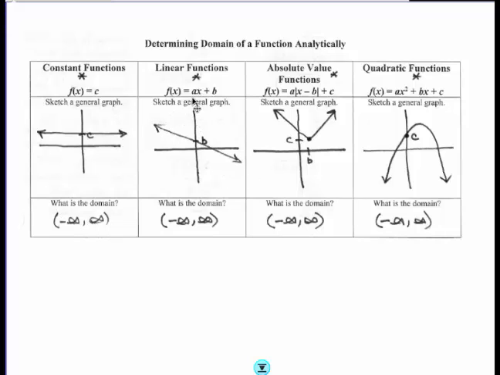A slanted line where you have f of x equals ax plus b. Remember, the b is your y-intercept. Your a would be your slope. There are not going to be any issues there, so it also has a domain of negative infinity to positive infinity.